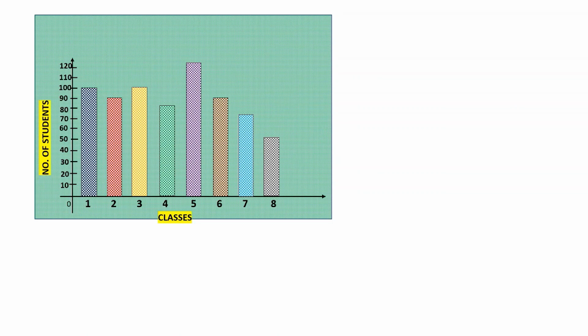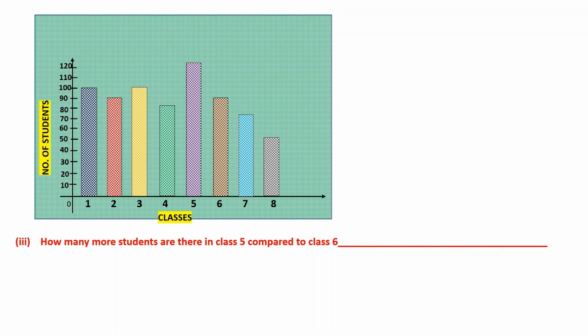So we'll go on to the next question with the same bar graph. Question 3. How many more students are there in class 5 compared to class 6? So what we'll do is above each bar, let's write down the numbers. In class 1, we have 100 students. In class 2, 90. Class 3, 100. Class 4, 80. Class 5 is 120. Class 6 is 90. 7, 70. And class 8, we have 50.